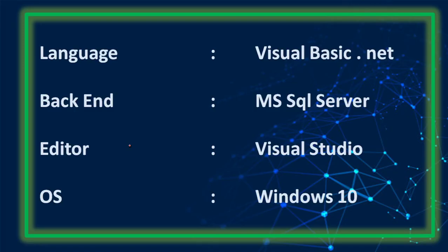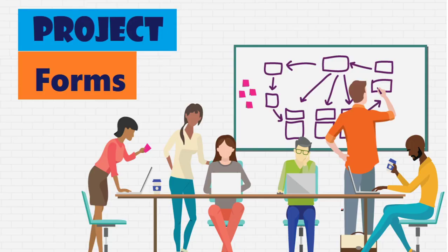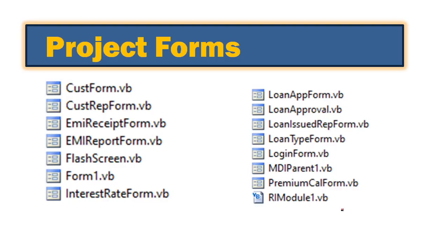So, software requirements. The language is Visual Basic.NET. The backend is SQL Server. The editor is Visual Studio and the operating system is Windows 10. Project forms. Let us understand what forms are there in the project. Here is a customer form to enter the customer details. This is a report form. Whatever is entered here can be seen via the report form.